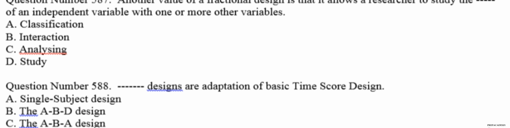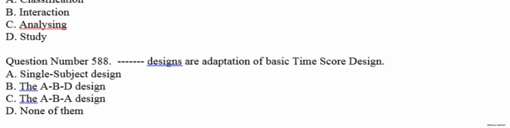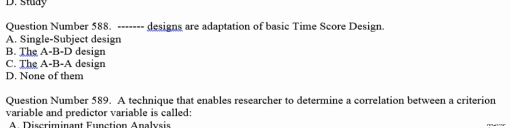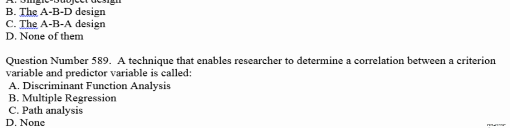Question number 588. Which designs are adaptations of the basic time series design? A. Single subject design. B. The ABD design. C. The ABA design. D. None of them. The correct answer is option A, single subject design.